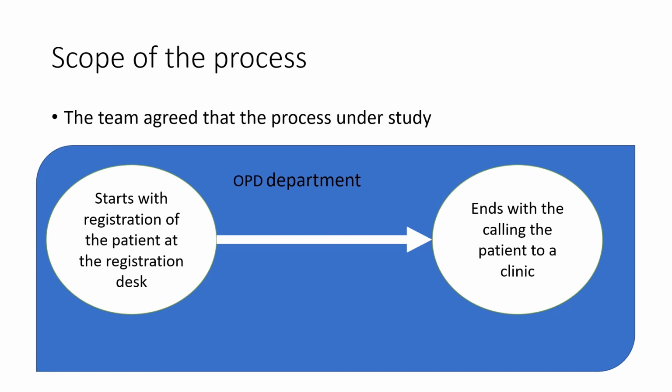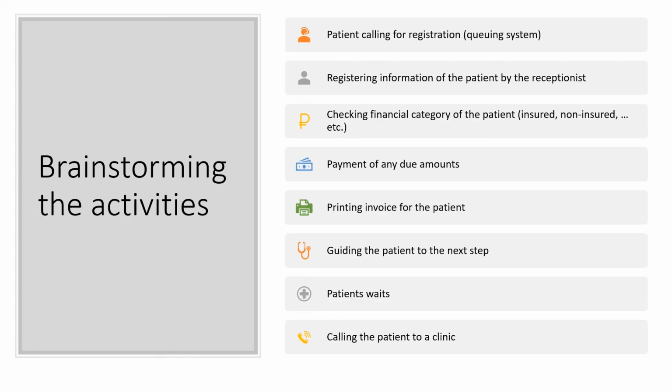They agreed to start with registration of a patient at the reception desk and to end the process by the patient being called to a clinic. The boundaries of the process were limited inside the OPD department. After defining the start, end, and the boundaries of the process, the team started to brainstorm different steps involved in the flow of patients from the start to the end of the process. As you can see, here are the different steps defined by the team of the activities involved in the process.